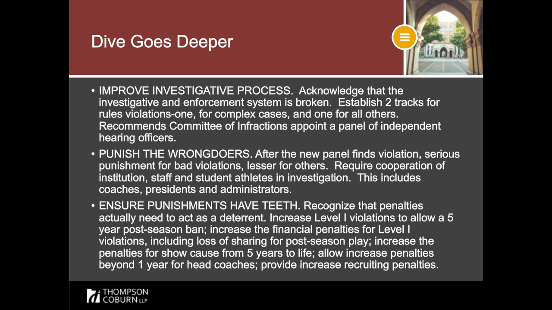That means after the new panel found a violation, there would be serious punishment for bad violations and lesser punishment for others. As part of the process, they wanted to require cooperation of the institution, the staff, and the student athlete. This included the coaches, the presidents, and the administrators. They wanted to ensure that the punishments had teeth.